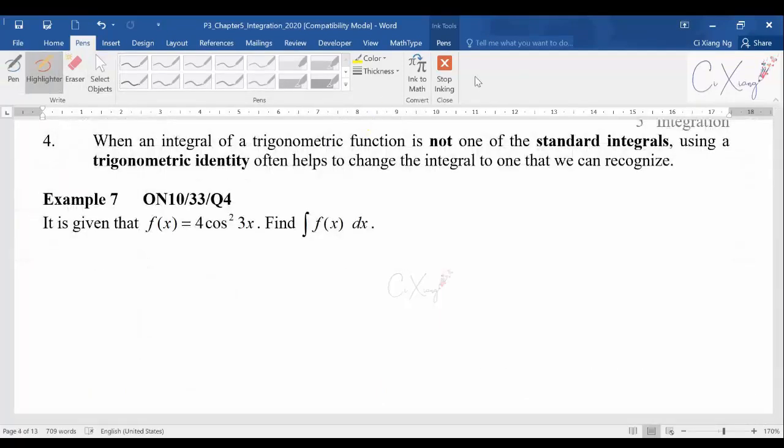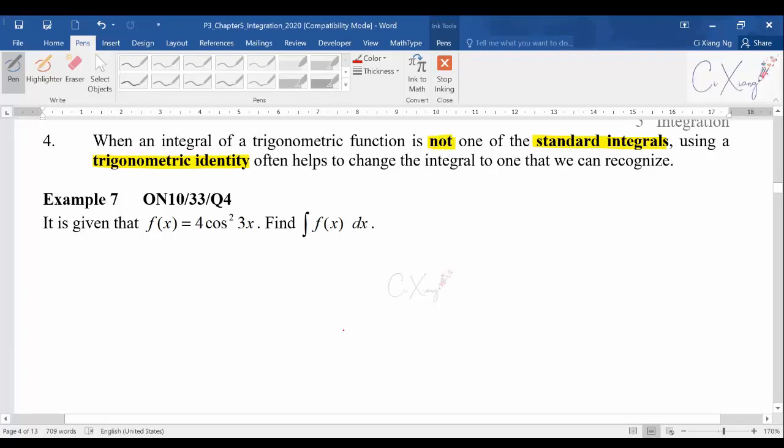If you look at the notes, they say that when your integration for a trigo function is not the standard integral, there are many ways, and different patterns have different ways. For this video, we are going to use the trigonometric identity that we learned before to change our question into something that we can integrate. From examples 7, 8, 9, and 10, there are 4 patterns of questions that I will show you later. Let us have a look at example 7 first.